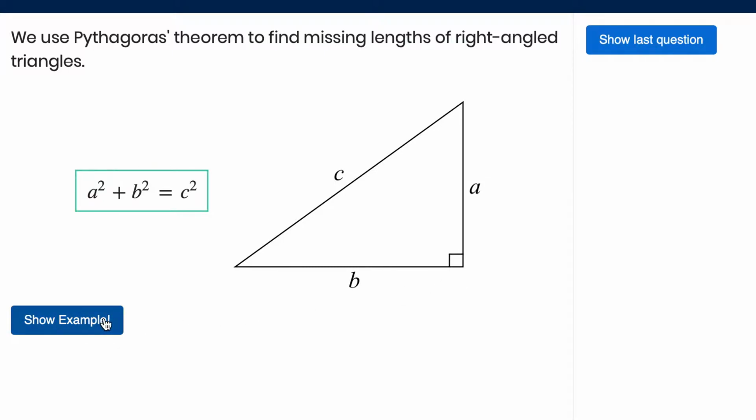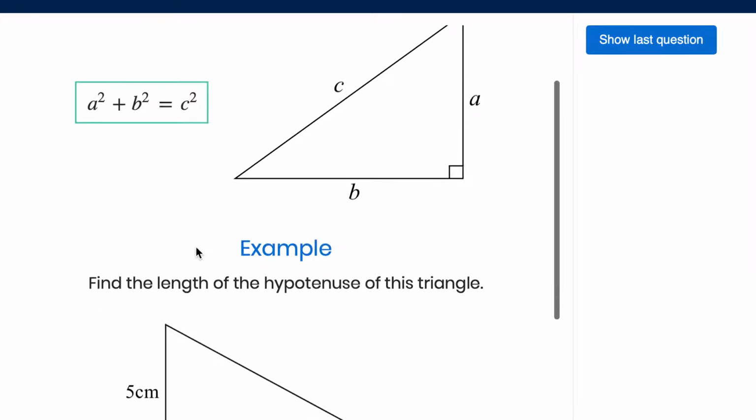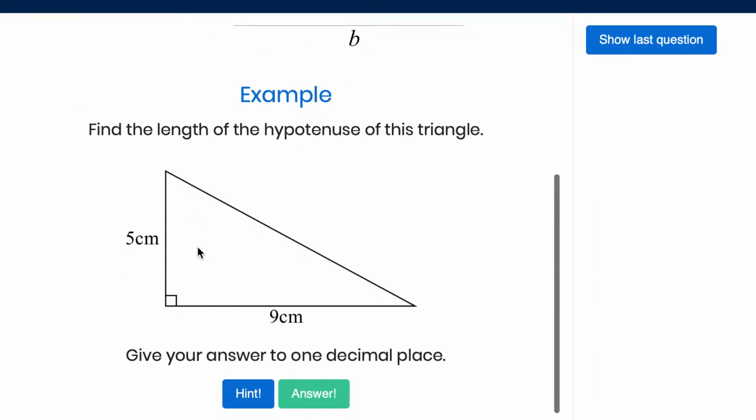Right, so let's see an example. Find the length of the hypotenuse of this triangle. Give your answer to one decimal place. Pause the video now if you'd like to have a go. Okay, so here is the answer.